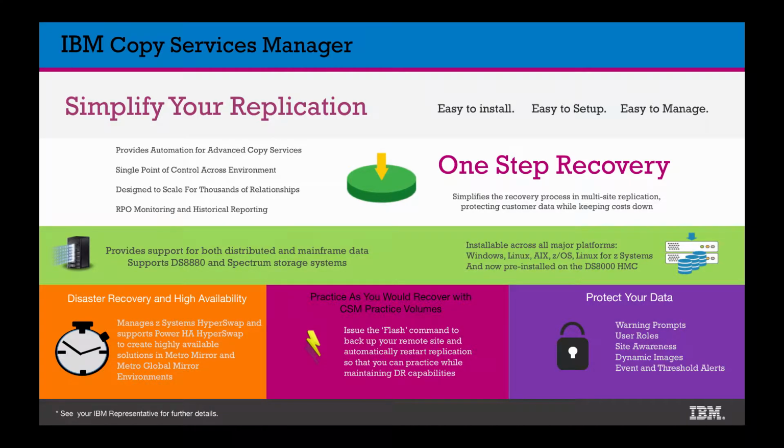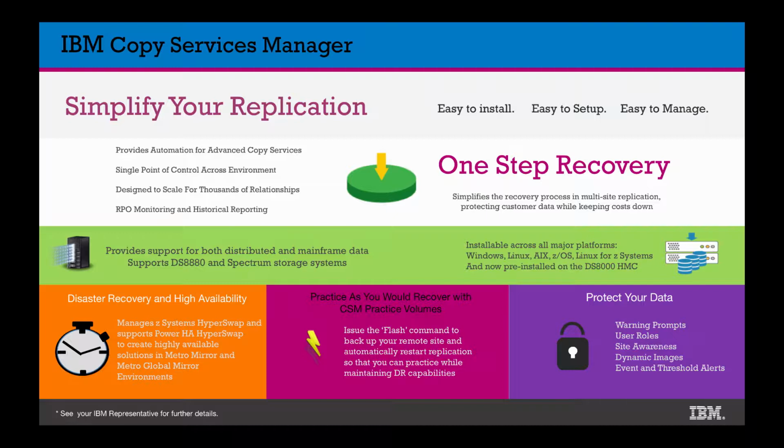So just a brief overview, IBM Copy Services Manager is designed to be a one-stop shop that provides you monitoring and managing capability over your storage replication, in particular your advanced multi-site replication. It's easy to install and easy to set up. We provide alerts, as well as RPO monitoring and historical reporting. From one pane of glass, you can manage all your IBM hardware and the replication on the storage system. We provide disaster recovery and high availability, so that high availability part is the z/OS HyperSwap capabilities, as well as support for the Power HA HyperSwap.